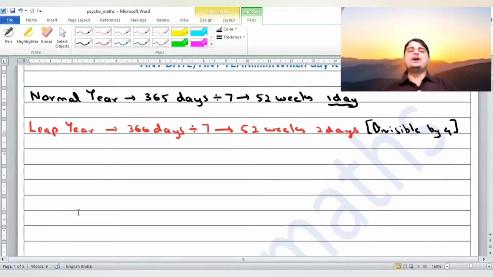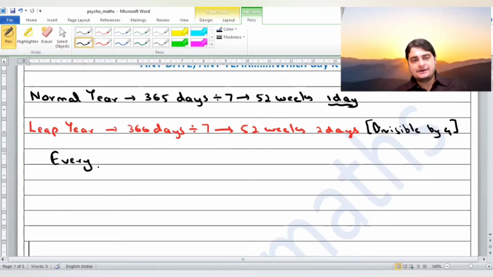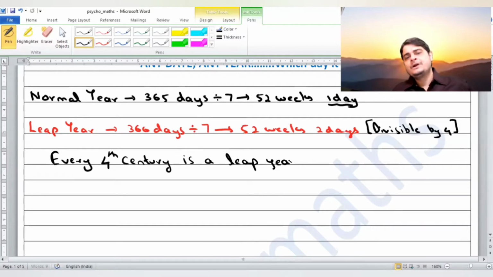As per the calendar logic, all the years which are divisible by 4 are leap years. But this rule has its exception in the case of centuries. It says not all centuries are leap years. Every fourth century is a leap year. Now what does this mean? Let us understand that.